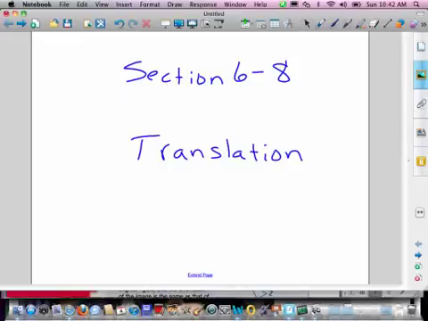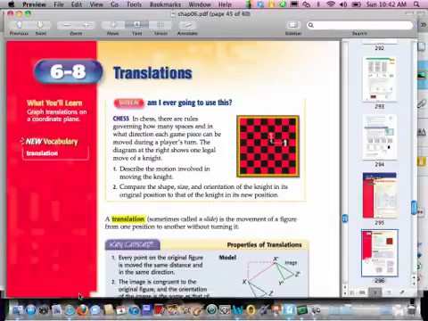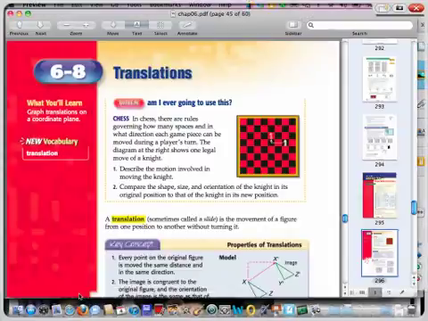Okay, this is section 6.8, translation. So let's take a look at this. Once again, there's one new vocabulary word. Please copy that, put it in your vocabulary notebook. Make sure that you've got all your vocabulary. And what we're going to do are translations on a coordinate plane.